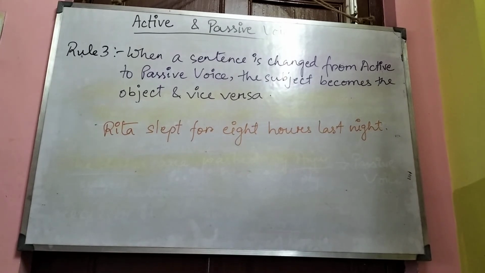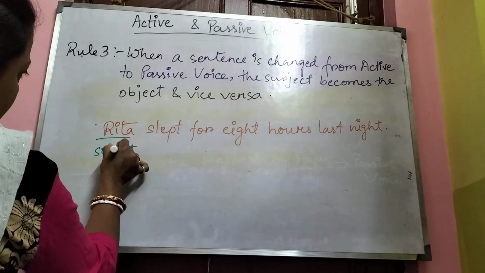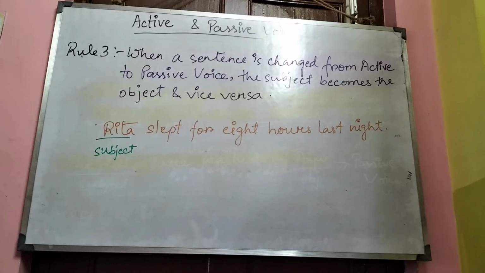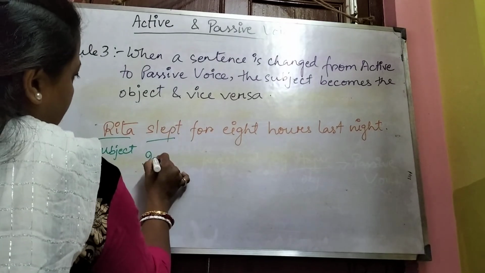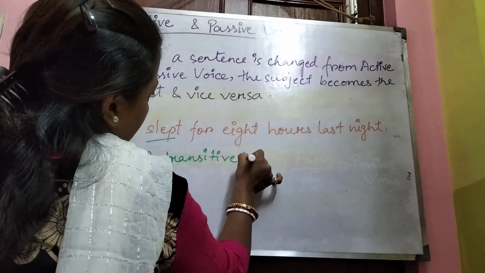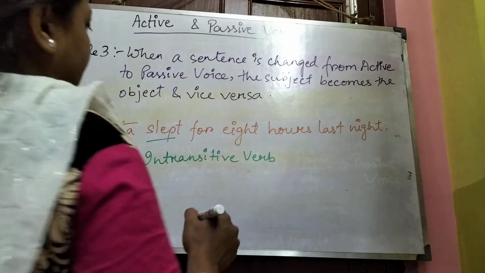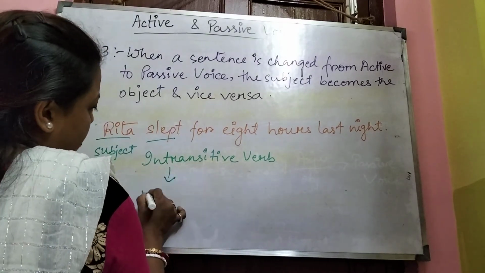Now, this sentence cannot be changed into passive voice. Now, why? First, we will see the subject. Which is the subject? This is subject. Okay? And slept is an intransitive verb. Intransitive verb means a verb that is not followed by an object.